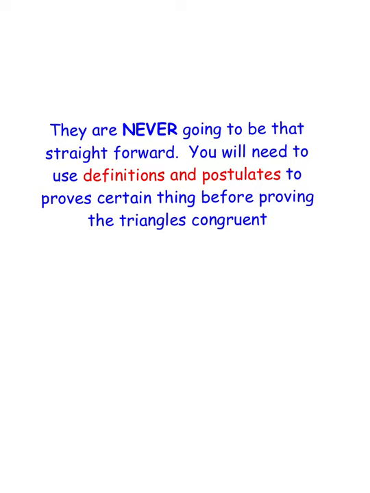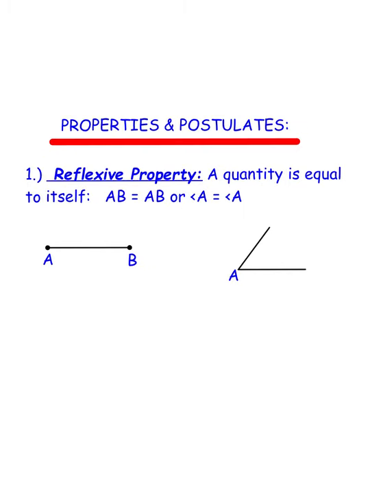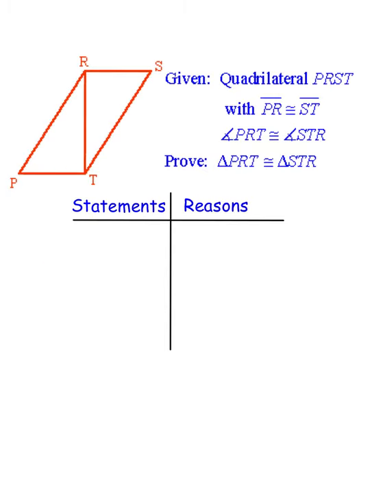Now, proofs are never going to be that straightforward. We're going to have to use definitions and postulates to prove certain things before proving the triangles are congruent. So the first property that we're going to learn is the reflexive property, which says that a quantity is equal to itself. So I can say that AB is equal to itself by the reflexive property. I could also say that angle A is equal, or congruent, technically those should be congruent, to itself by the reflexive property.